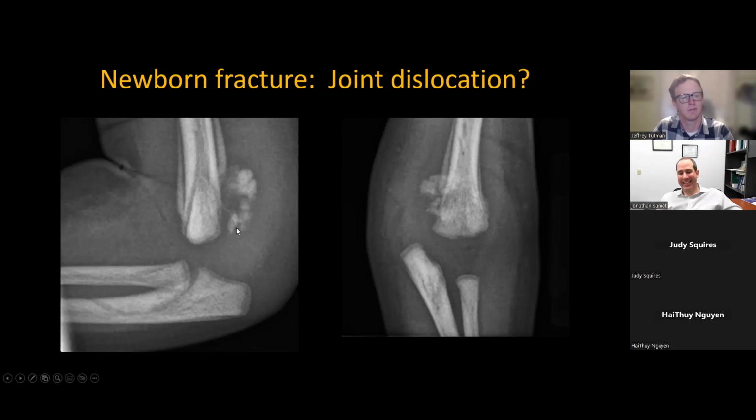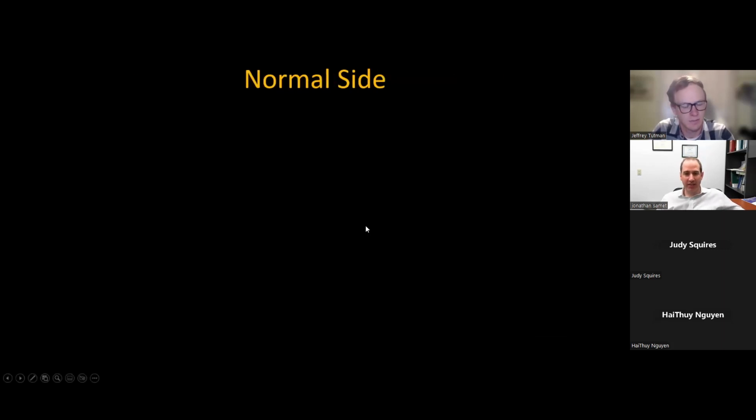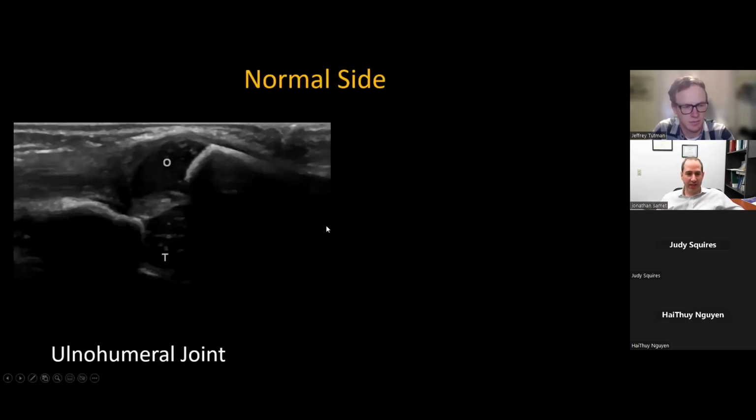So we don't want to put a newborn under MRI. So we offered to do an ultrasound. And in this case, I hadn't done one before, so I had to go to the normal side first. Here's from posterior. So the triceps tendon attaching to the olecranon apophysis, right? So it's cartilaginous. You see the back of the humerus coming down, and you see the trochlea here. So this being the ulnohumeral joint. Here is the physis, right?